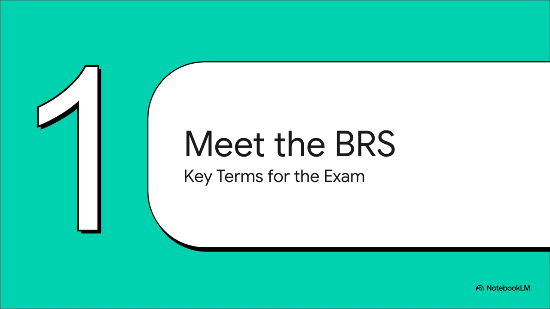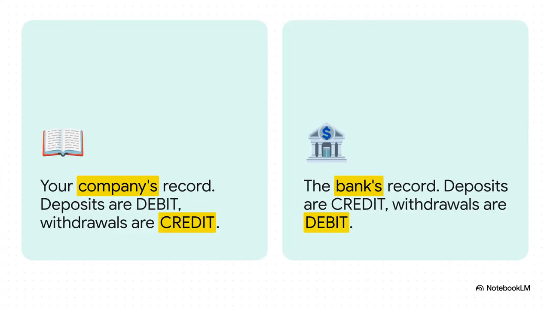Okay, first things first, you can't solve a mystery without knowing the lingo. These are the key terms that are pretty much guaranteed to pop up on your exam, so let's nail them down. Now pay close attention, because this is the concept that confuses so many people. You've got two different records, the cash book. That's your record, your company's version of the truth. When money comes in, you debit it. When money goes out, you credit it. Got it? Good.